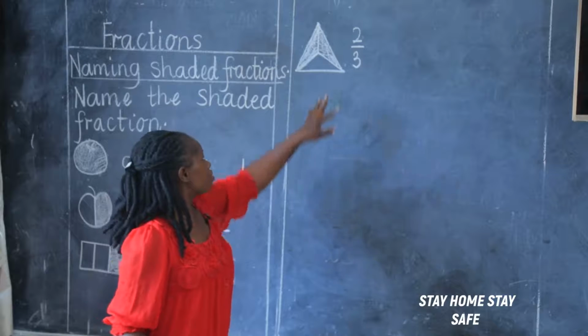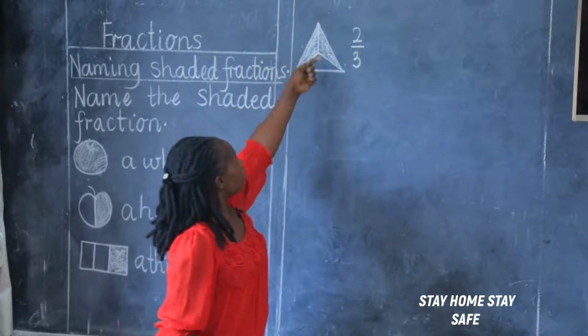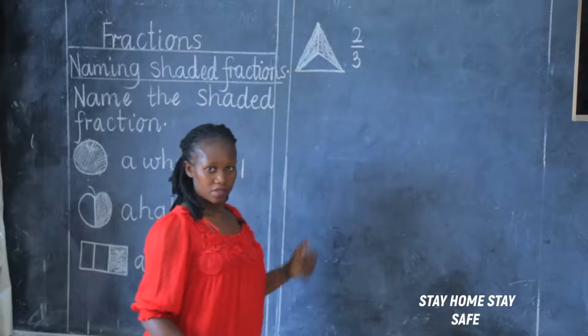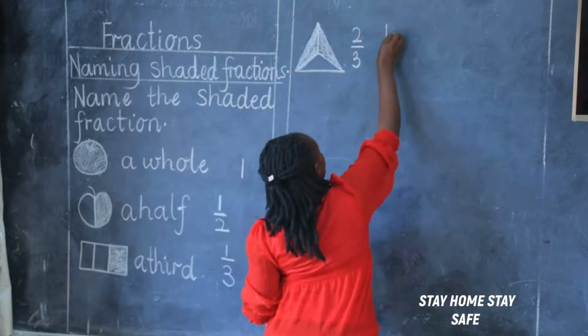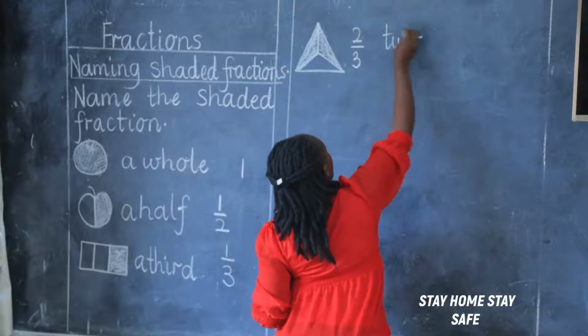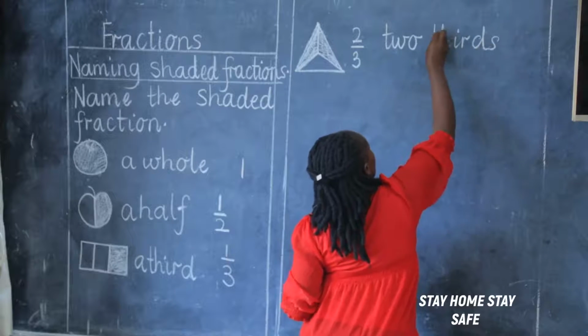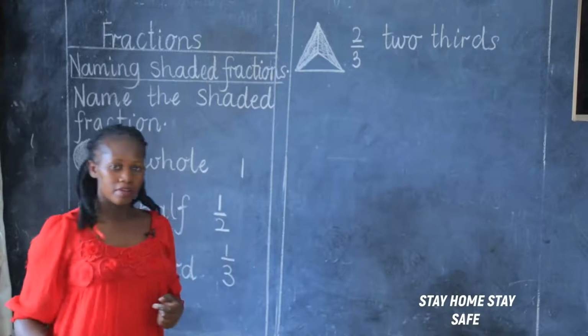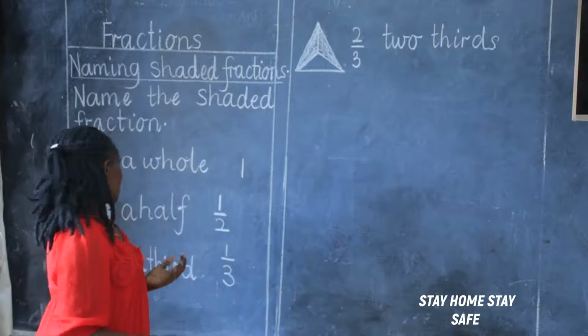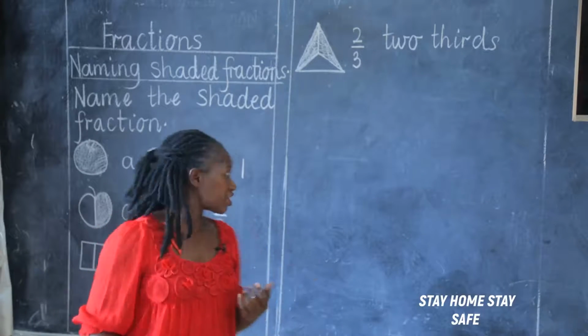And in words, I told you, how do we call this? We call them 2 thirds. 2 thirds. Okay? I still have very many more fractions.